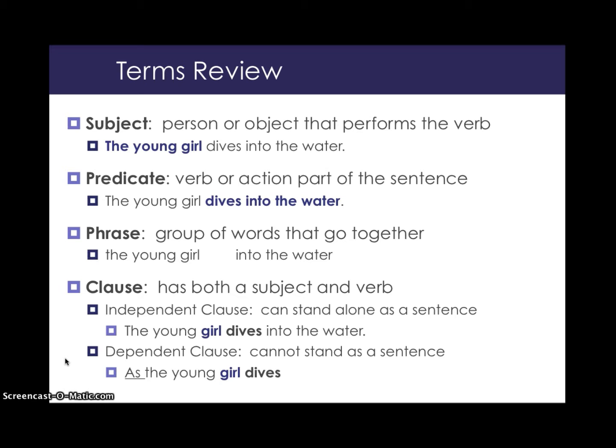A dependent clause also has a subject and a verb, but cannot stand alone as a sentence. It's either missing something or it has something that's preventing it from being a complete sentence. So we have as the young girl dives. Again, our subject is girl and dives is the verb. But because we have that adverb as, there's something else going on. So as the young girl dives, and if we would stop there, it wouldn't make sense. We need something more to complete that sentence. So make sure you have these terms written down in your notebook before moving on.